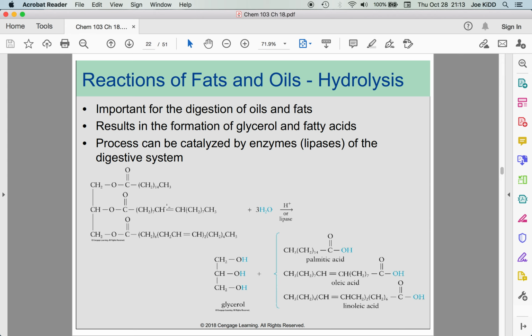Really, the first step would be breaking apart the ester bond that was formed in the making of this. So we have the three ester bonds here. They will be broken apart. In our bodies, this is done by an enzyme called lipase. In a lab, this can be done under acidic conditions. But essentially, we're going to cleave all three ester bonds, reforming our glycerol and our fatty acids.